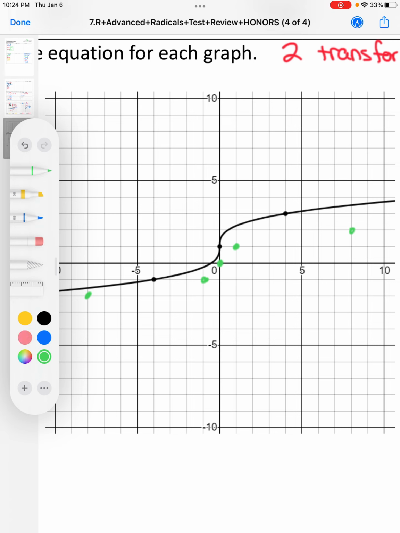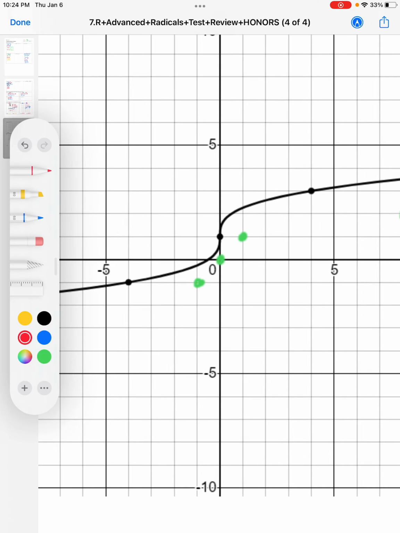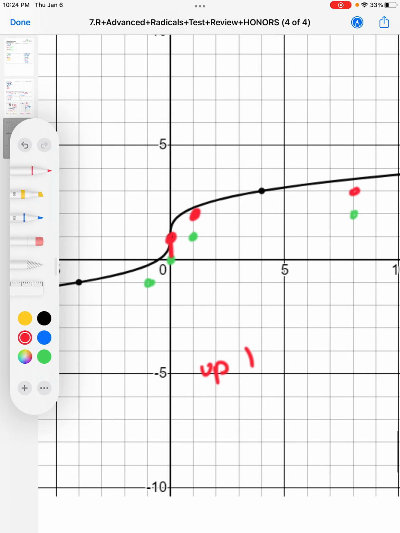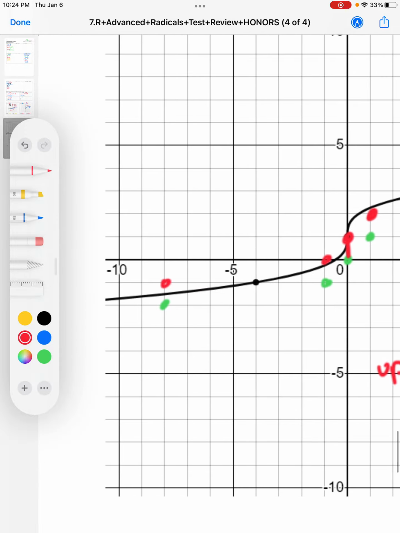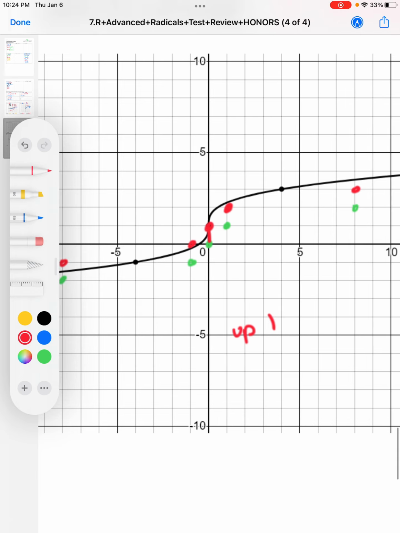Well, what do we know happened here? Well, we can for sure see in order to move those, we're going to have to go up 1 at some point. So if I went up 1 though, I would have a point here, a point here. If I look here, I'd have a point here, a point here, and a point here. Okay, the red points are when I went up 1.